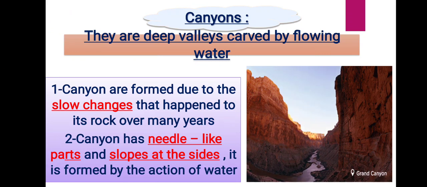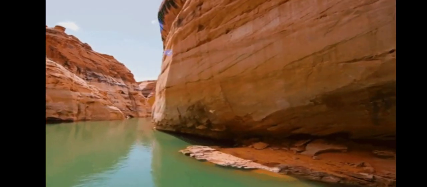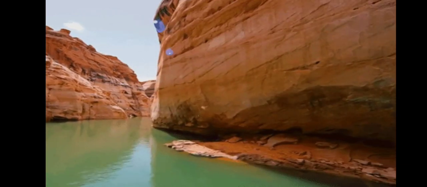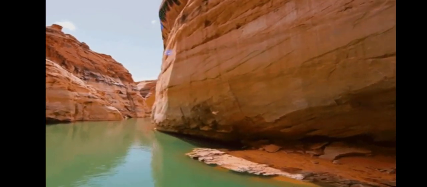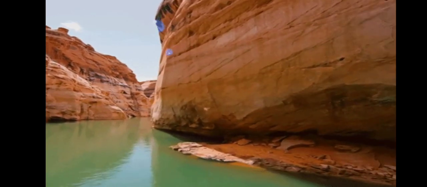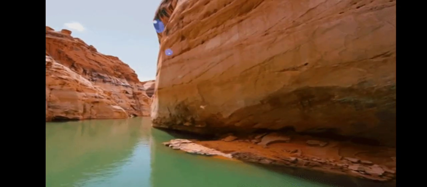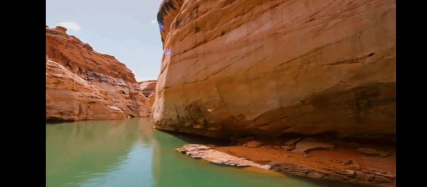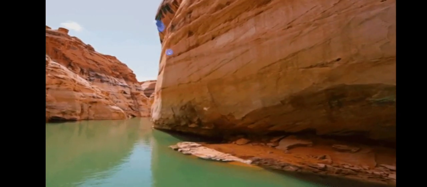Okay, after that, the canyon. Do you know what a canyon is? Okay, look at this picture. At first, this is called the valley. The area between two mountains where a river moves through it is called the valley. If there is a mountain and another mountain and a river moves between the two mountains, this is a valley.